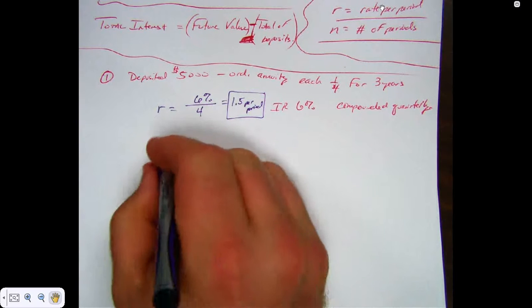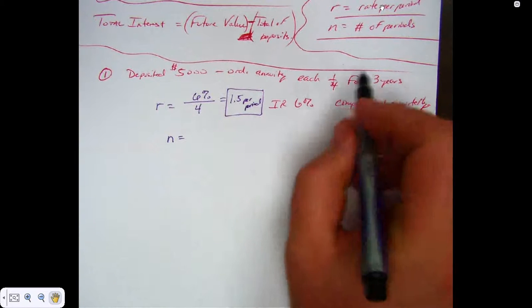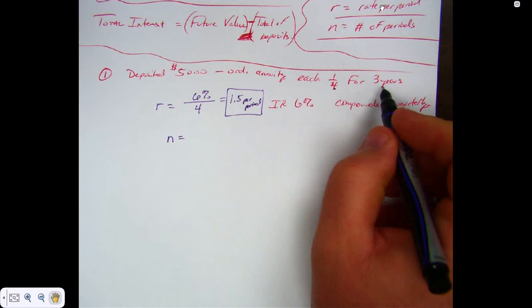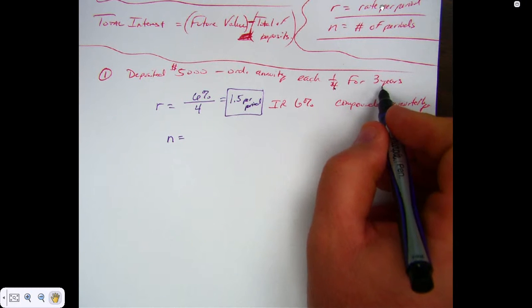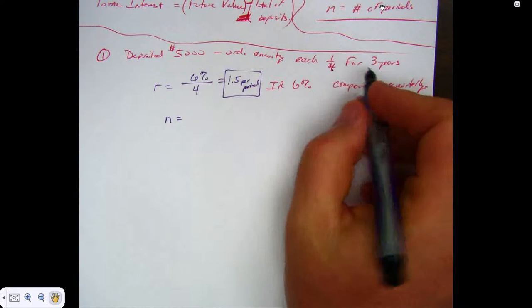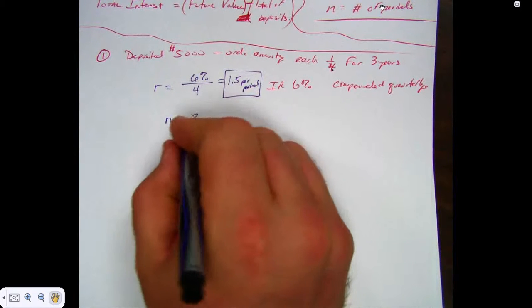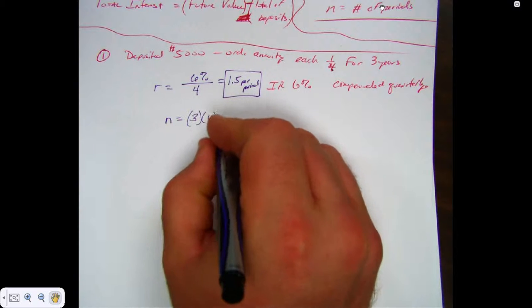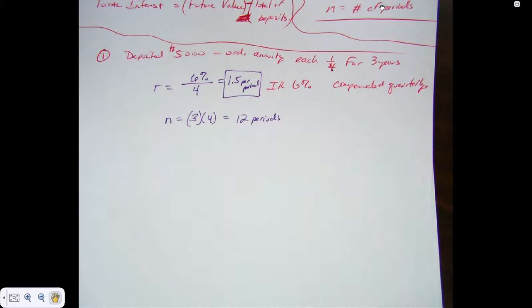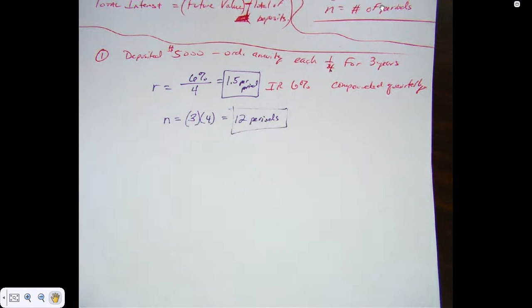The other one we need is what? The number of periods. He's putting $5,000 in what? Each quarter. So he's putting 20,000 in a year, isn't he? But he's doing it for 3 years. Okay? So let's look at that. 3 years, 4 times a year. We just multiply 3 times what? 4, and there are 12 what? Periods.